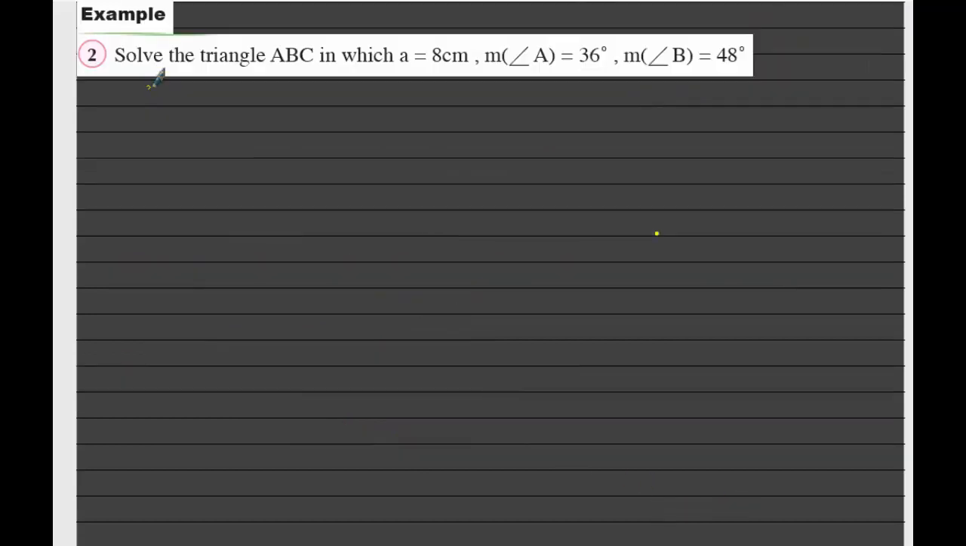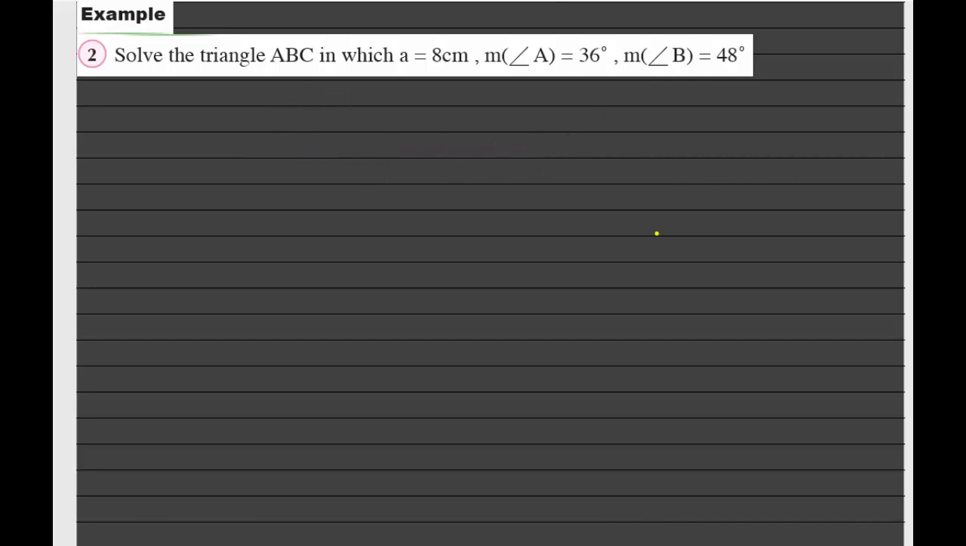Next question. Example 2. Solve the triangle ABC in which A equals 8 centimeters, the measure of angle A equals 36 degrees and the measure of angle B equals 48 degrees. Solving the triangle means to get all sides and all angles. Here we have one side and two angles, angle A and angle B.